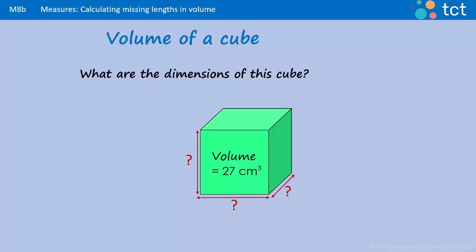Remembering that all the dimensions will be the same if it's a cube helps you if you don't know any of the dimensions, but you do know the volume, as long as you know your cube numbers, of course. If the volume of this cube is 27 centimetres cubed, what must each dimension be? So this is a case of knowing that they're all going to be the same, and if you've learned your cube numbers, something cubed is 27.